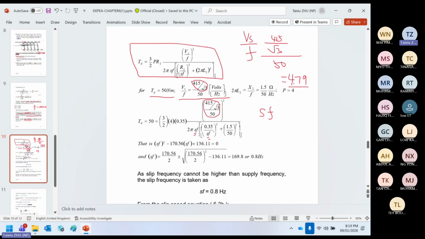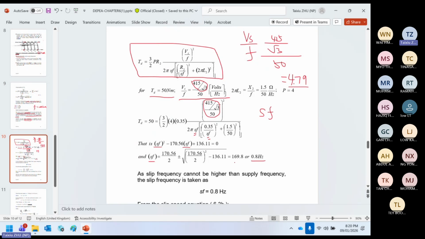Now you have to rearrange the equation, do cross multiplication and so on, then you have this equation. Solve this equation and you get the SF, which is 0.8 hertz. Meaning, okay, let me try the 0.8 hertz. Okay, so here you get this, right?